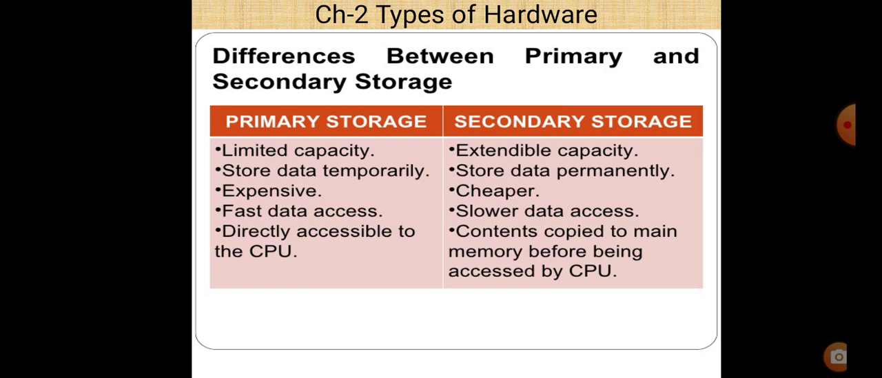When we talk about size, for example, 1 GB of primary storage costs much more than 1 GB of secondary storage. And the last and most important point is that primary memory or primary storage is directly accessible to the CPU, while secondary storage content is copied to the main memory, meaning RAM, before being accessed by the CPU. So secondary storage, meaning the hard disk, is not able to send data directly to the CPU. First, data is copied to the primary memory and then goes to the CPU, where it is accessed.